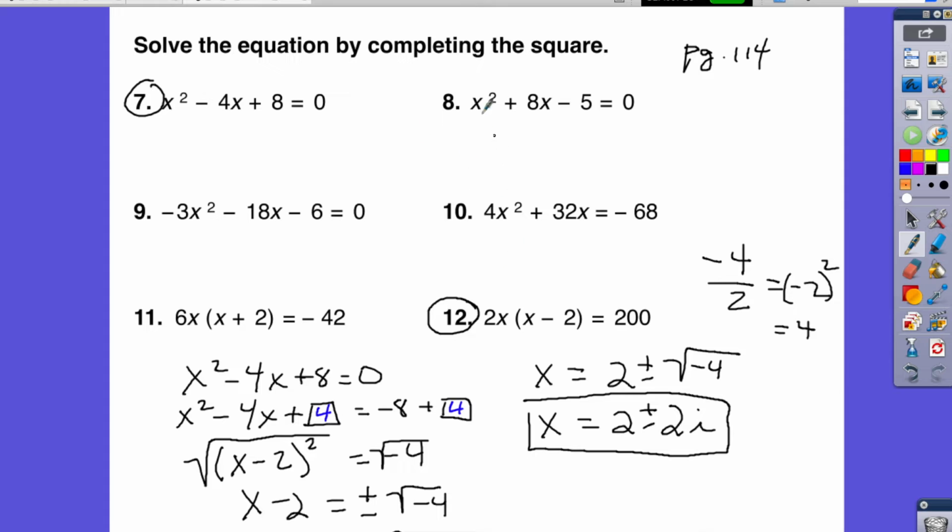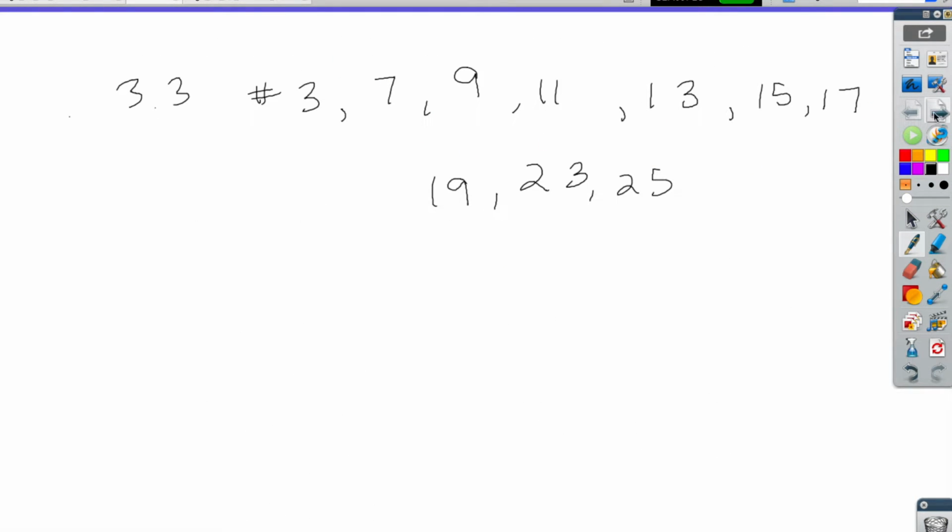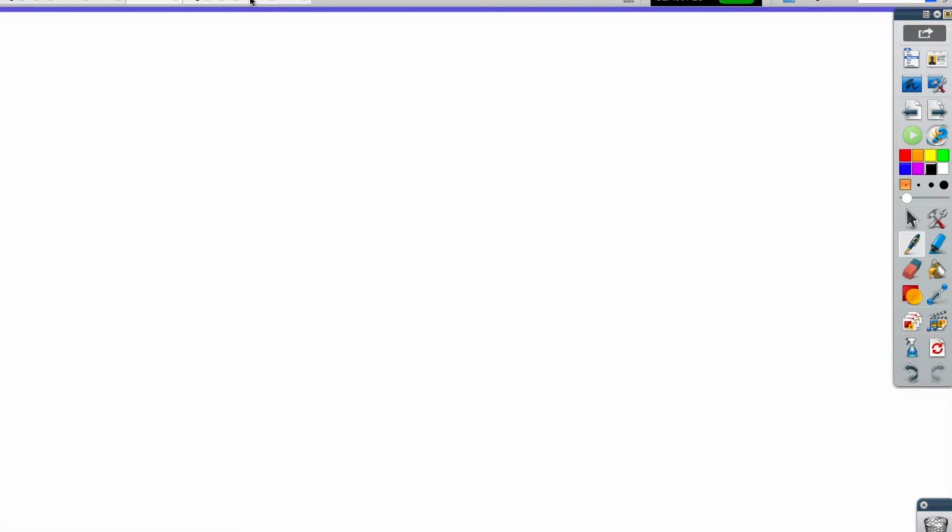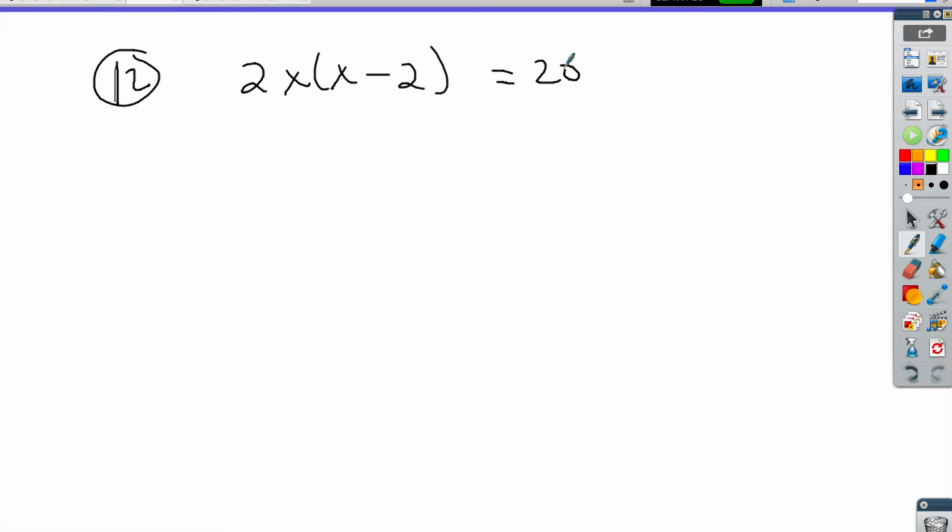I'm going to rewrite it on a new page here. Let's move over to a new page. Number 12. 2x times (x minus 2) equals 200. Okay, I'm going to distribute the 2x. 2x squared minus 4x is going to equal 200.